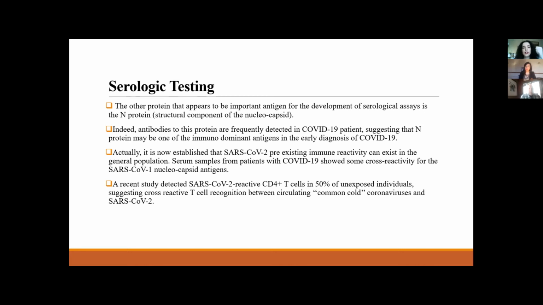A recent study detected SARS-CoV-2 reactive CD4 plus T cells in 50% of unexposed individuals, suggesting cross-reactive T cell recognition between circulating common cold coronaviruses and SARS-CoV-2.